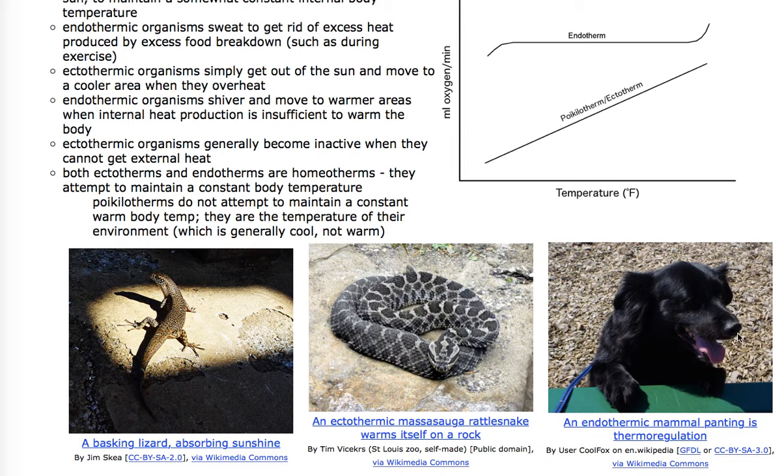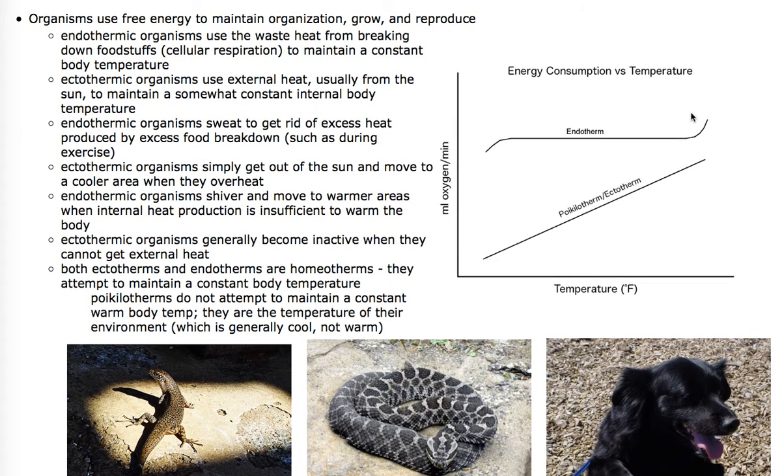This is a dog panting. This is an endothermic homeotherm, and the dog's trying to cool himself because he's gotten himself too warm. Now, there's some important principles here that we need to talk about before we dive too far into this chapter. This graph is kind of important up here. This graph is showing energy consumption versus temperature. Now, on the left, on the y-axis here, we have milliliters of oxygen consumed per minute.